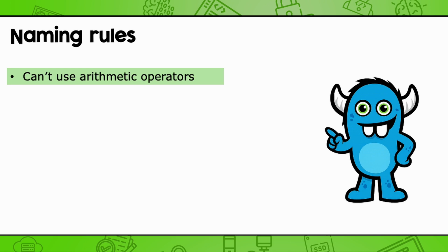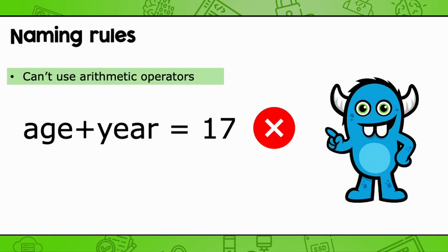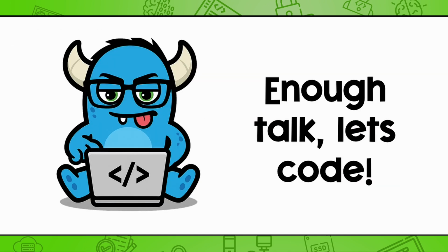And don't use arithmetic operators because these again are reserved for other functions. So age plus year, because we've got an arithmetic operator in the middle of our variable name, it's not going to work. It thinks that you were trying to add a variable called age to a variable called year, so it's going to break. So enough talk, let's get coding.